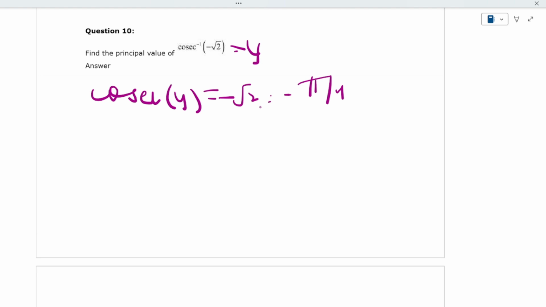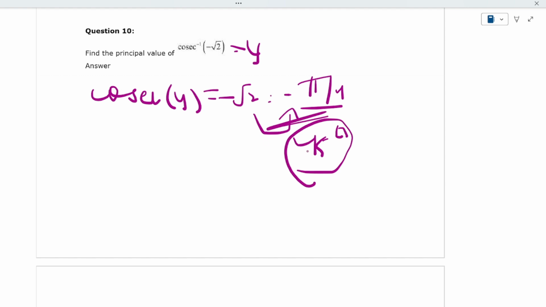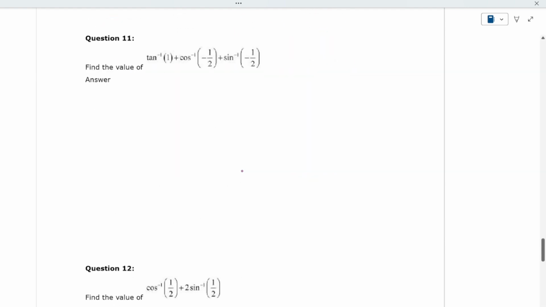The principal value for this particular problem is minus pi by 4, that is 180 divided by 4, that is 45 degrees in degrees. Okay, the principal value is, you have to write this. If they ask for degrees in an MCQ problem, you can write it as 45 degrees. Now the next question is a bit tricky one.